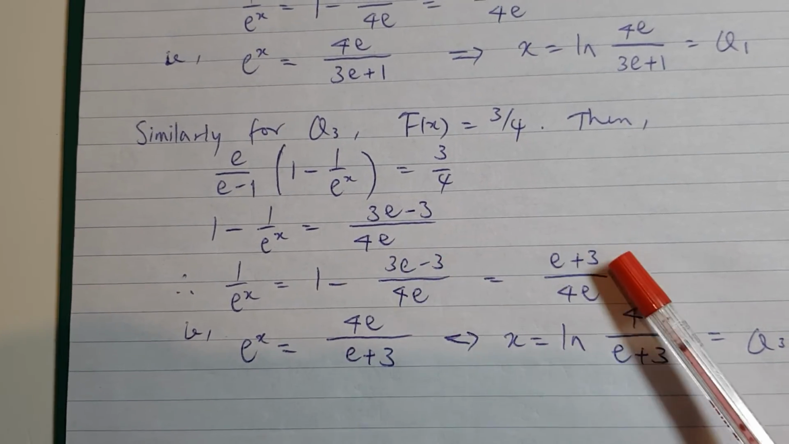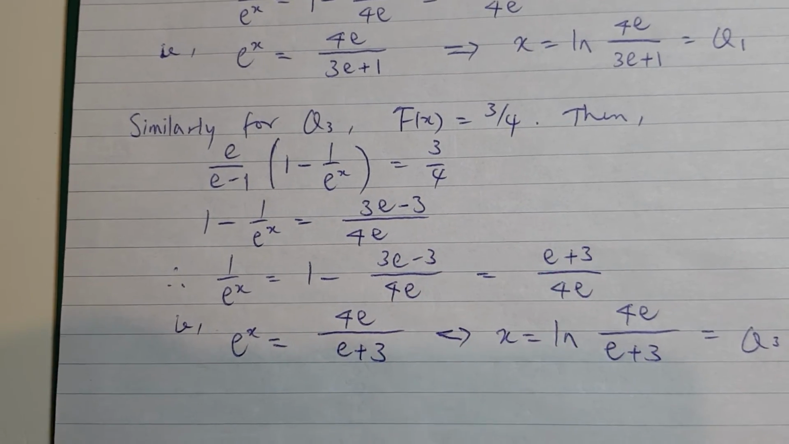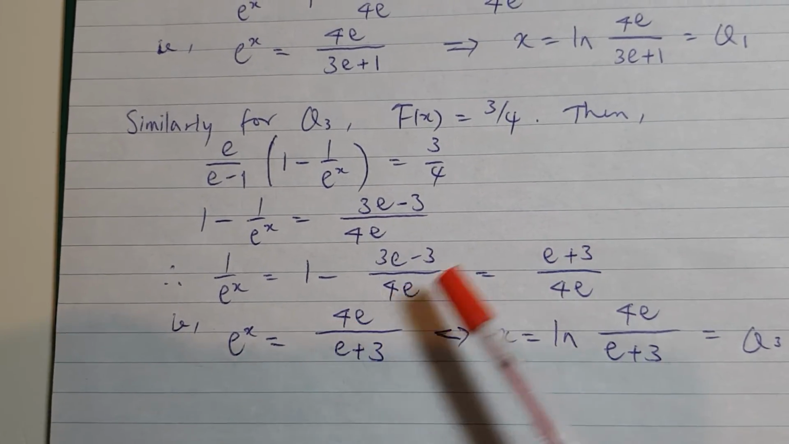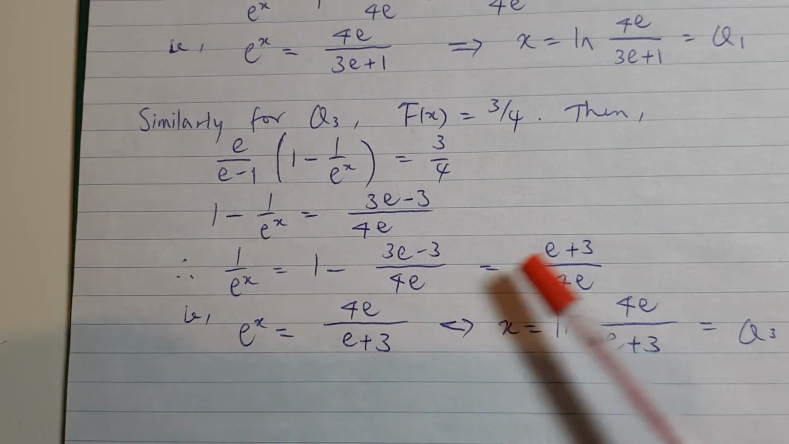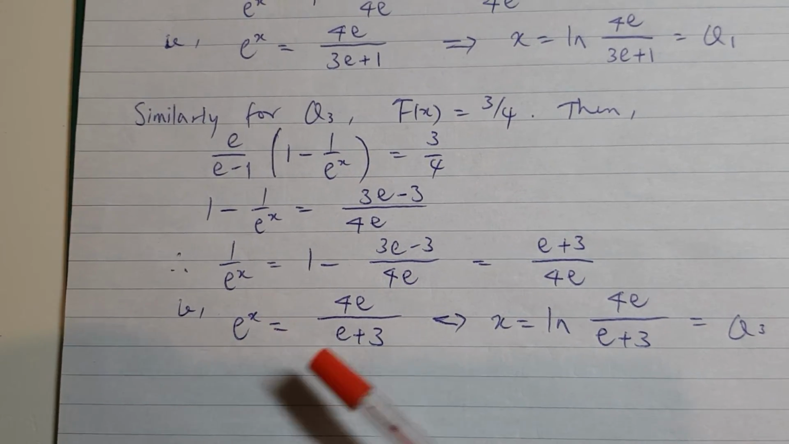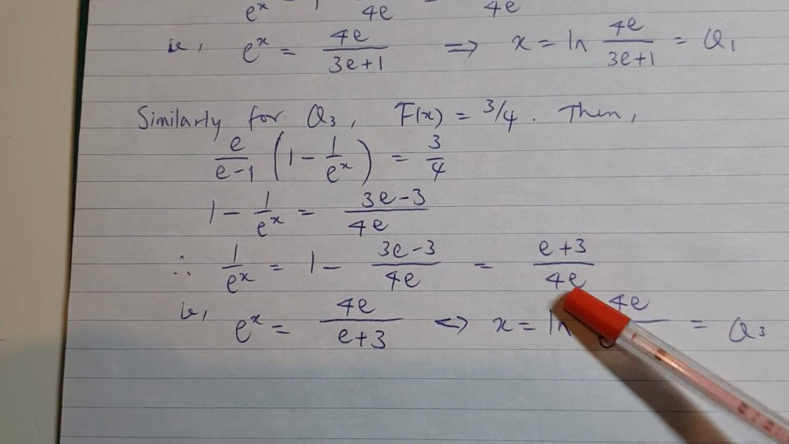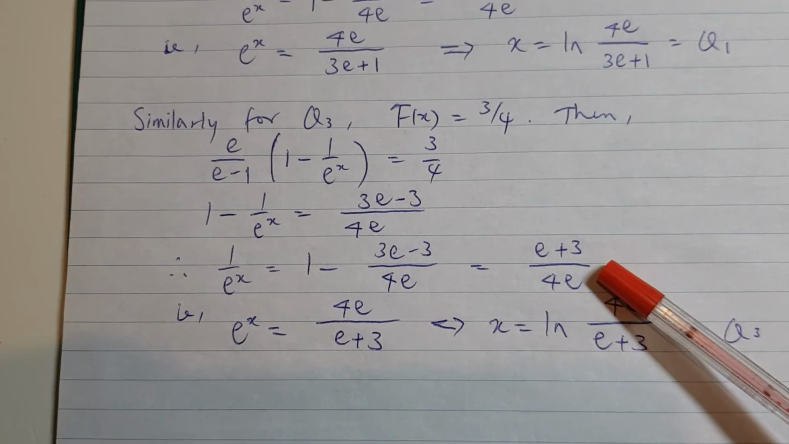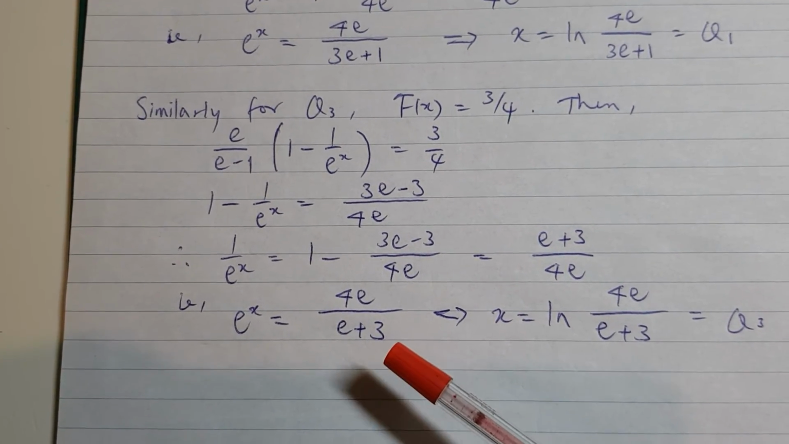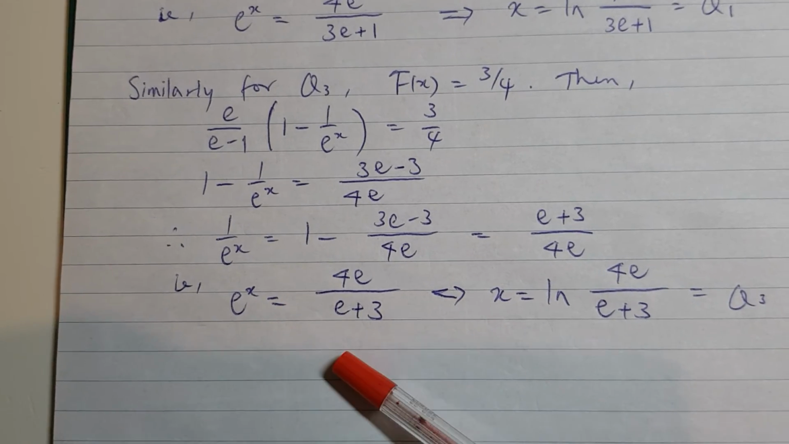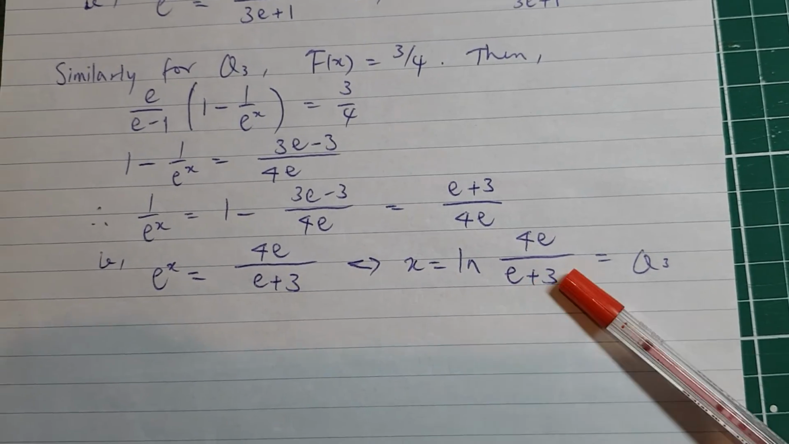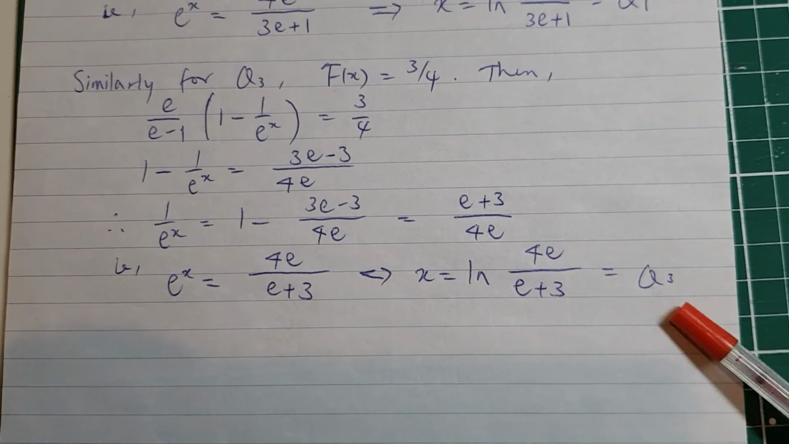That becomes now positive because negative times negative is positive. So that's this. And so therefore that's 1 on e to the x. So therefore e to the x will be the reciprocal of that fraction, which will give us this. And then using the log definition, then you get that. Okay, so that's the Q3.